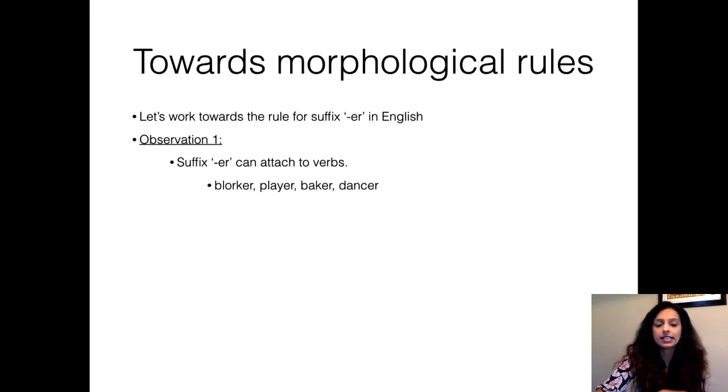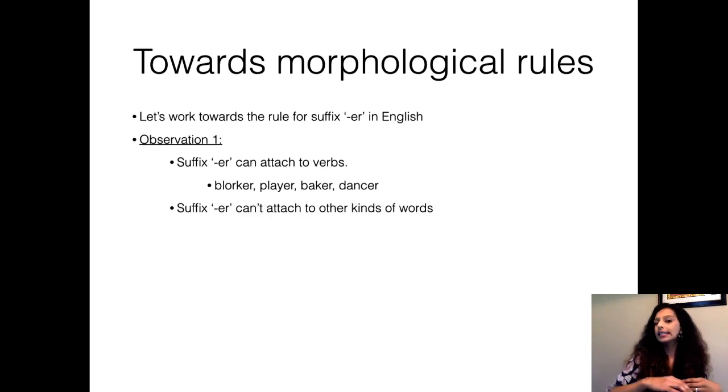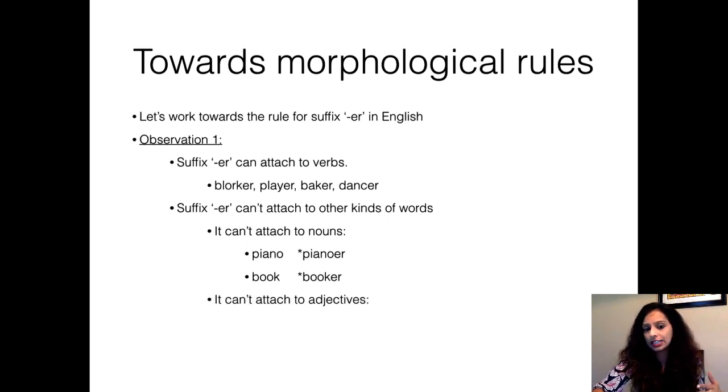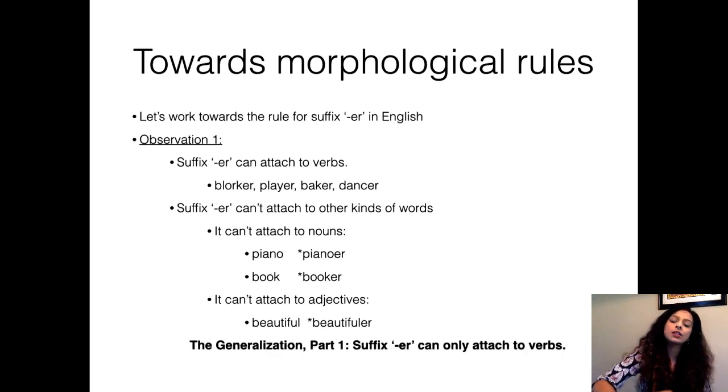So you can have things like blocker, player, baker, dancer, etc. And it cannot attach to any other kind of word, right? So you cannot say piano and pianoer, meaning one who plays the piano, or book and booker, meaning one who reads the book. And it also cannot attach to adjectives like beautiful and beautifuler, right? So the first generalization that we can draw is that the suffix er can only attach to verbs.